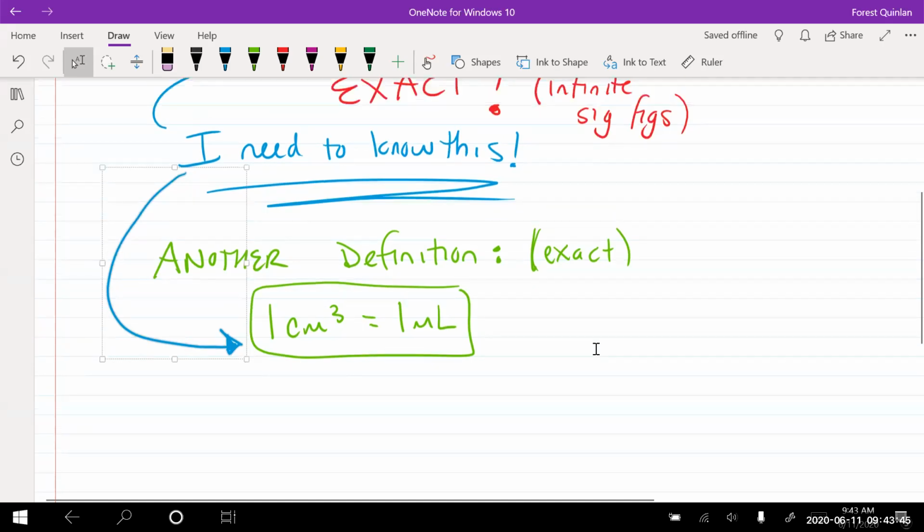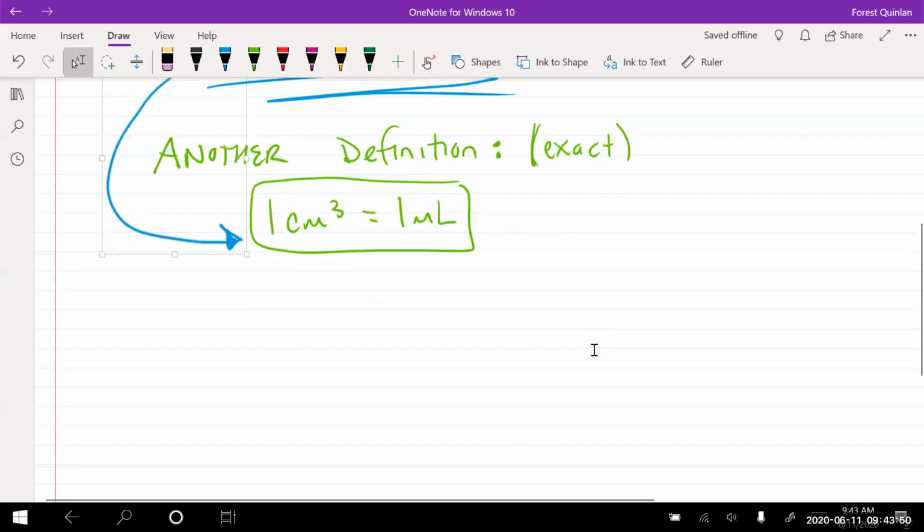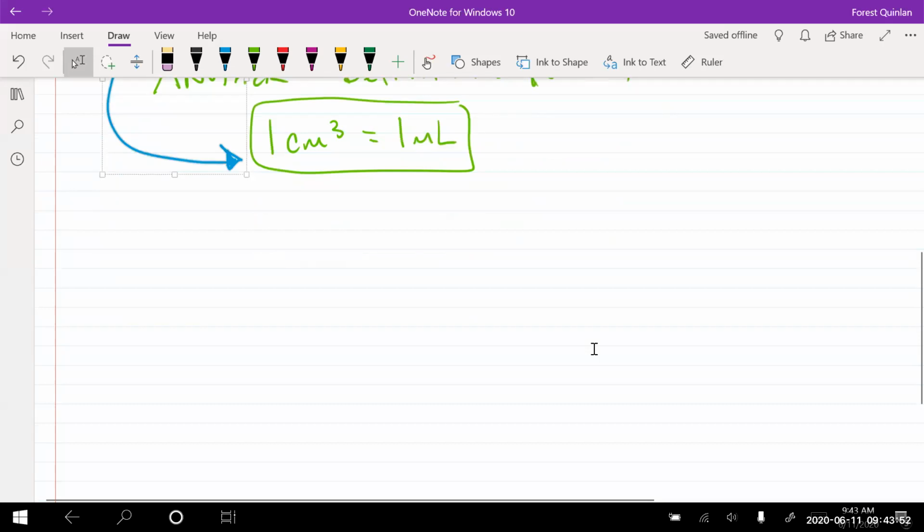Now, these two things are going to be a great jumping off point for the next problem that we're going to do here. And that is we need to talk about densities and volumes.